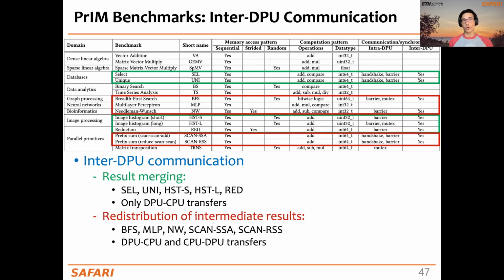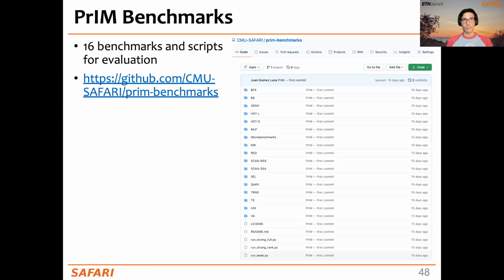However, there are other workloads that need to use DPU-CPU and CPU-DPU transfers to redistribute intermediate results. Examples here are BFS, a graph algorithm, MLP, a neural network, Needleman-Wunsch, which is a bioinformatics algorithm, etc. All PRIM benchmarks, as well as all the microbenchmarks that we generated, are publicly available, and you can find them in this repository.